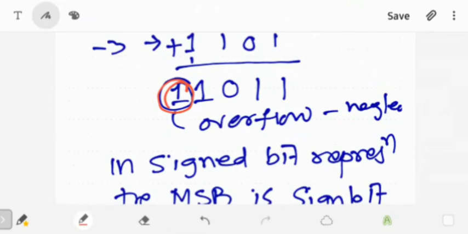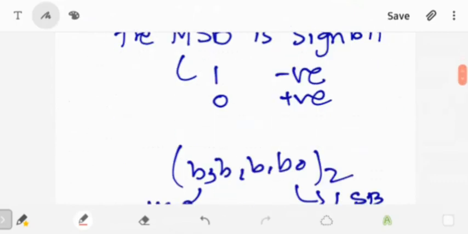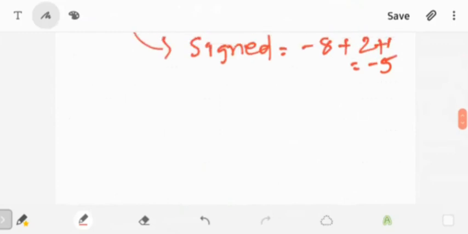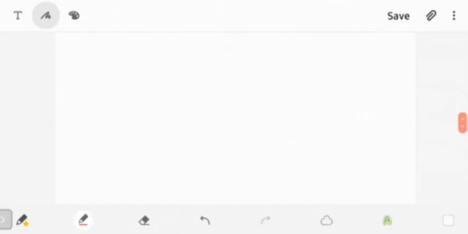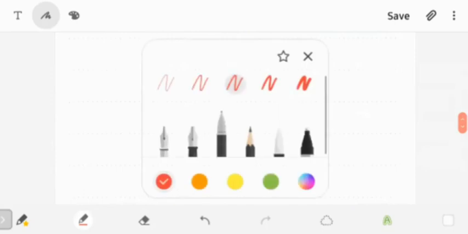We will take two more examples, and there are possibilities. Sometimes we won't be in a position to detect the overflow. Okay, what are the conditions you're supposed to remember? We are dealing with a 4-bit scenario. Let's see, I'm writing the statement here.